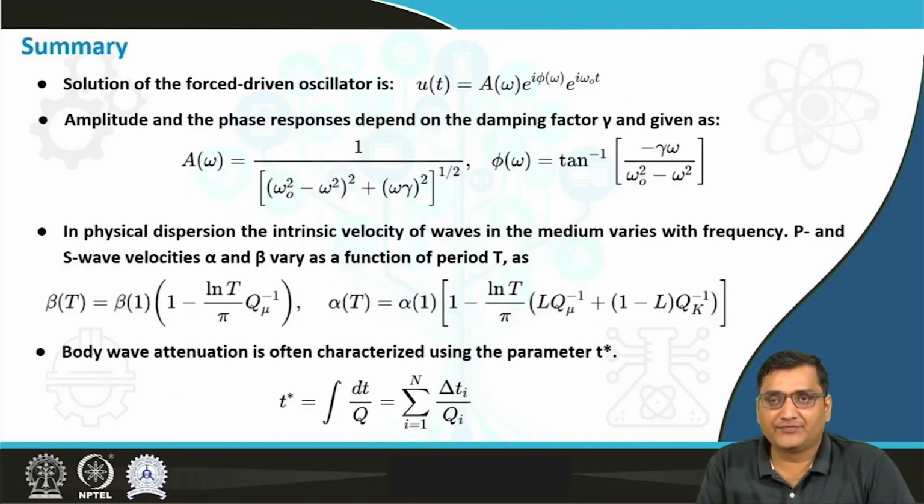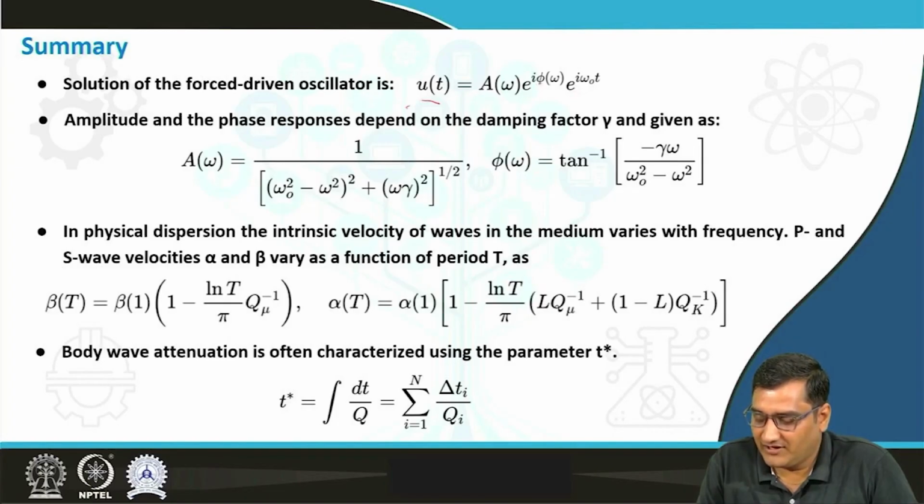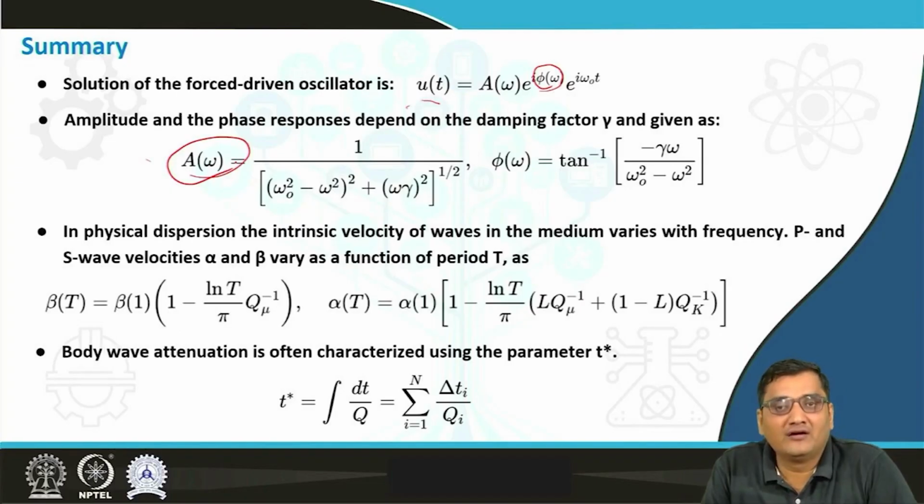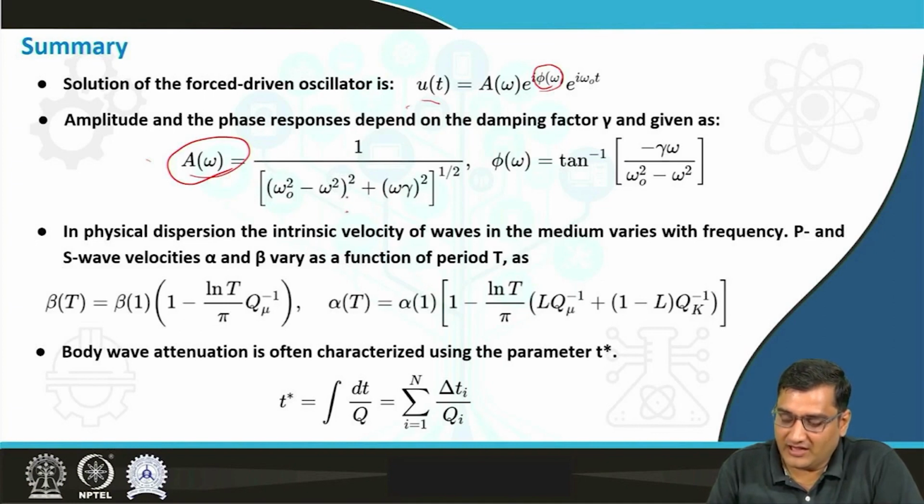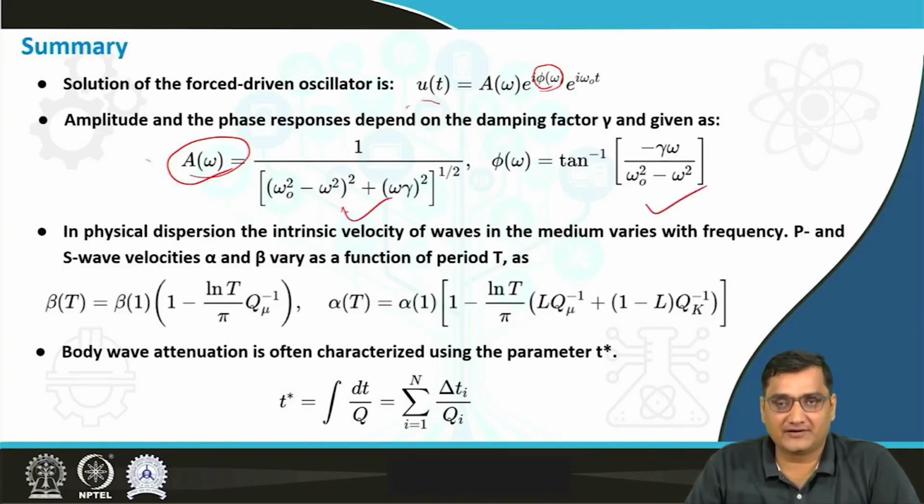And in the case of the damped driven harmonic oscillator, or you can say the solution of the forced driven oscillator, is something like this. Displacement with respect to time is equal to A(omega) e to the power i phi(omega) e to the power i omega naught t. So phi(omega) is the phase response and A(omega) is the amplitude response of the driven damped harmonic oscillator. Those values for the amplitude response and the phase response are like this and like this. Both depend upon the damping factor gamma.